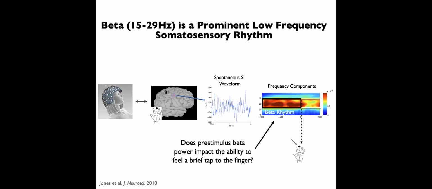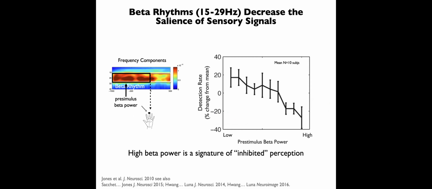And so the question we were really interested in was, does the power of this beta in the pre-stimulus period predict whether the subject will feel that brief tap to the finger or not? And it turns out it's a very reliable predictor of perception. And so what I'm showing you here is we've taken this pre-stimulus beta power, we've averaged across the 1 second pre-stimulus time window, we've averaged across the frequency band, and we've sorted power from low power to high power. And on the y-axis is the detection rate as a percent change in hit rate from the mean. And so the lower it is, the more likely you are to perceive. And so with high pre-stimulus beta power, we have inhibited perception. And so in general, we think of beta power as being a signature of inhibited perception.